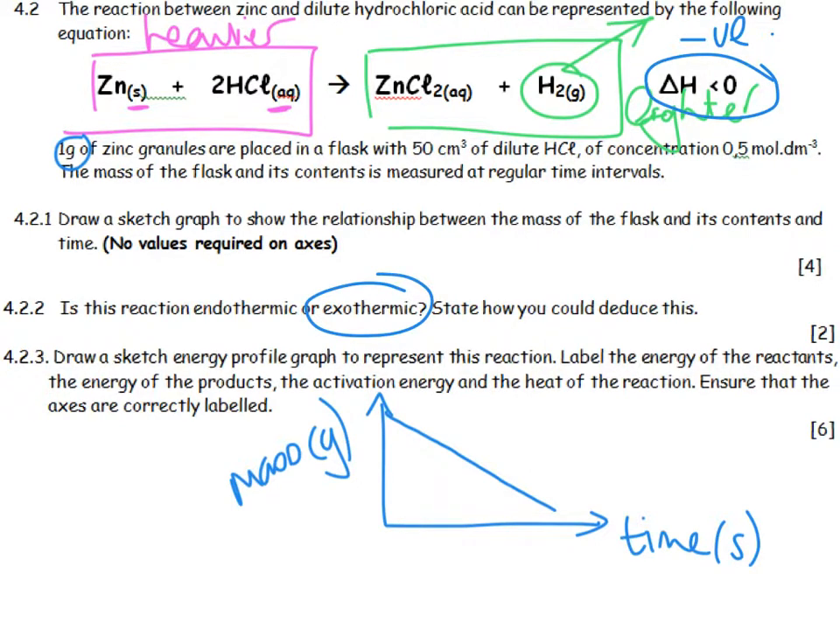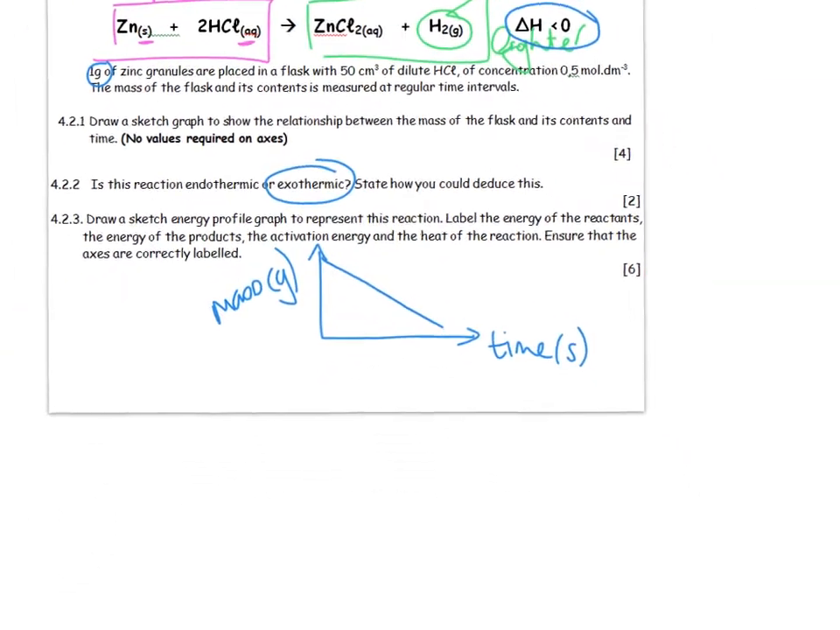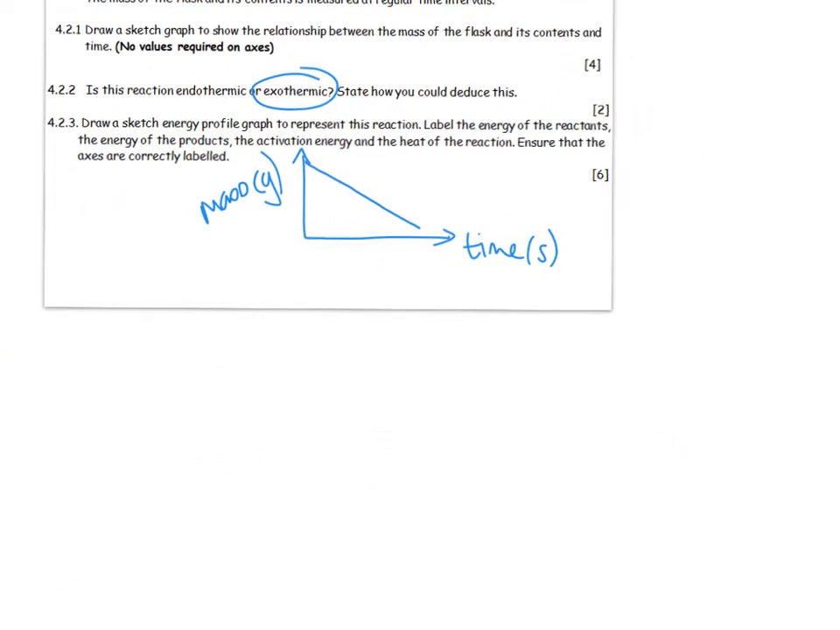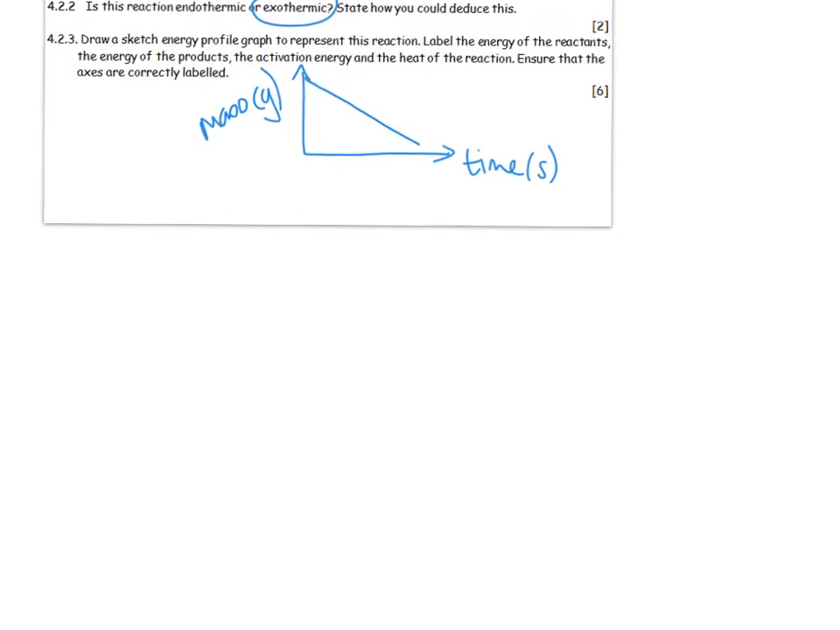Draw a sketch energy profile to represent this reaction. Label the energy of the reactants, the energy of the products, the activation energy, and the heat of the reaction. Ensure that your axes are correctly labeled. So, the first thing is you need to draw an exothermic graph. Energy of the products is less than the energy of the reactant. So the shape counts. This is your potential energy.